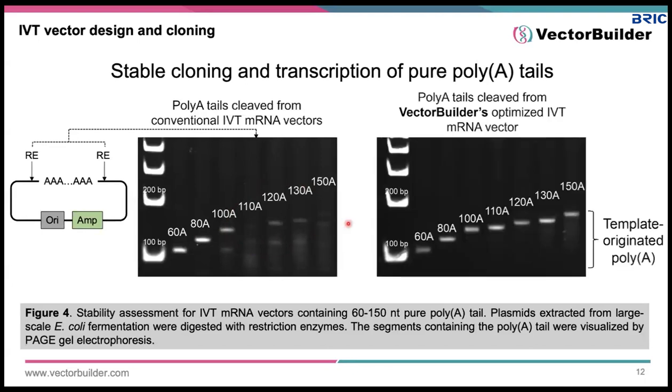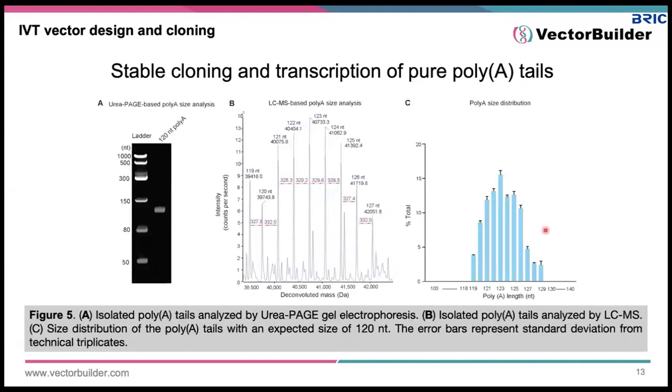So at VectorBuilder, we developed a proprietary IVT mRNA backbone that is really unique in hosting a long polytail. As you can see here, when the polytail is extended to 120 nucleotides, you still have one sharp band on the gel. Even when the length goes all the way to 130 or 150, you don't see a very obvious secondary band after the major band, suggesting the plasmid is still stable, holding such a long polytail.